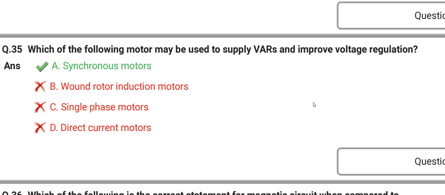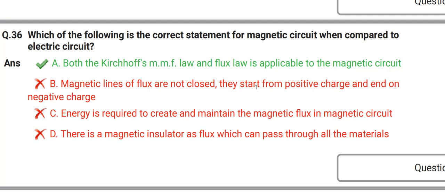Which of the following motors may be used to supply VAR and improve the voltage regulation? For this question, the answer is synchronous motor. So it helps to supply VAR and improves the voltage regulation. For the next question, you can read option number one.